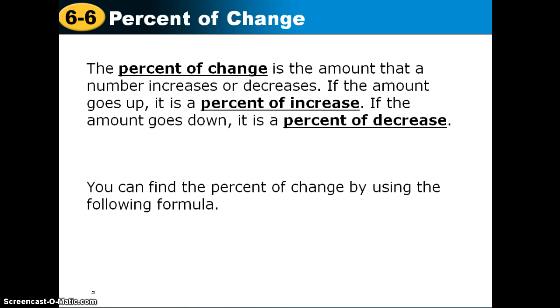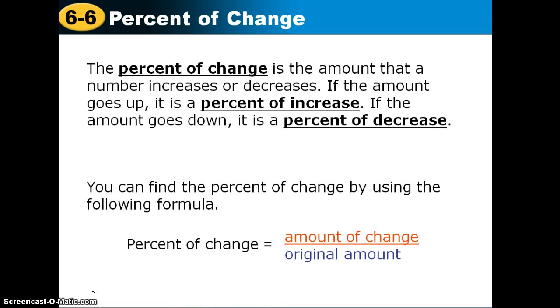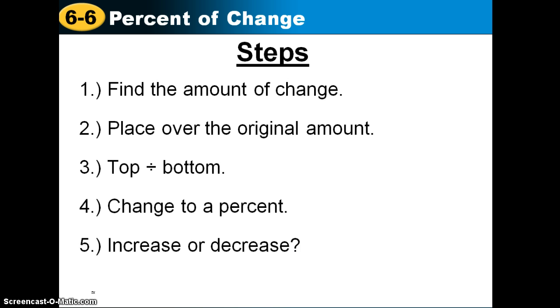And to find percent of change, you are going to use the following formula: the amount of change over the original amount. Here are your steps. The first step is to find the amount of change, and you're going to do that by taking your larger number and subtracting your smaller number. Step 2, you're going to place that number over the original amount. Think of it as the original cost. So you'll then have a fraction.